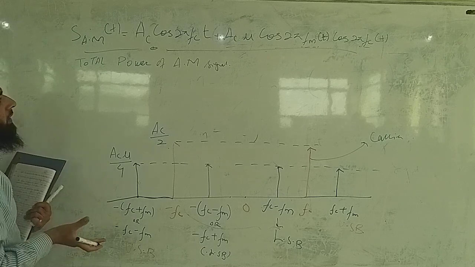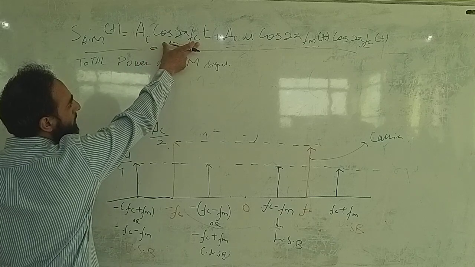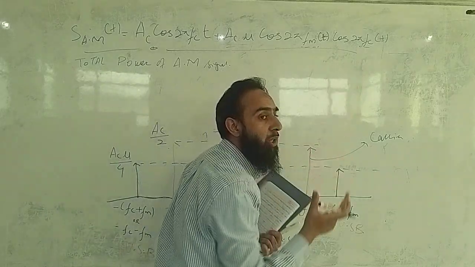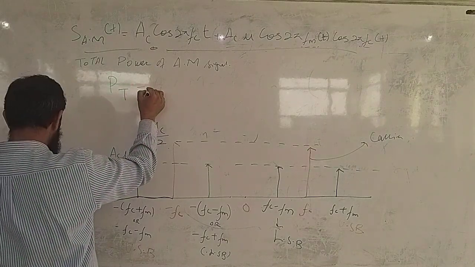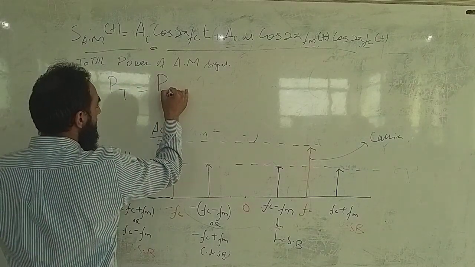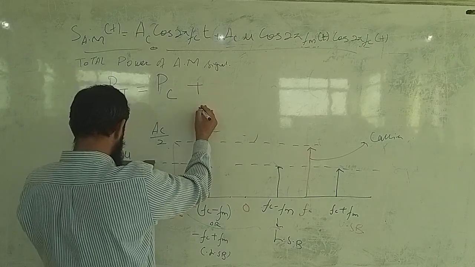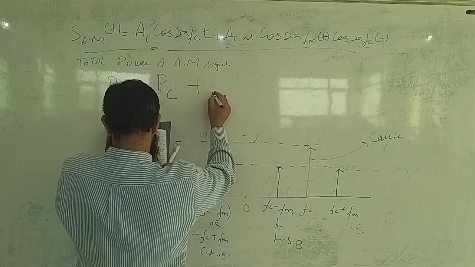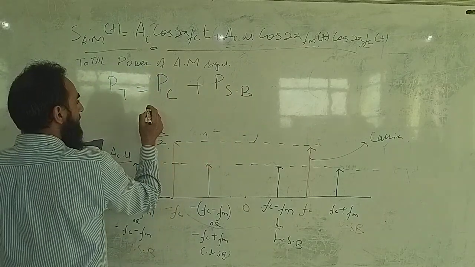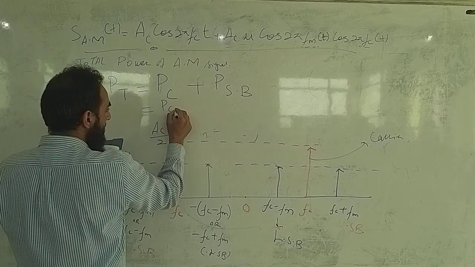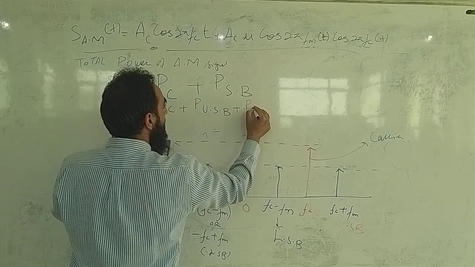In order to find the power, I know that I have how many components? Unfortunately, I just erased that. But I had the carrier component, the upper sideband, and the lower sideband. So that means total power PT will be the sum of PC, the power because of the carrier component, plus the power of the sidebands. When I expand it, it becomes PC plus P upper sideband plus P lower sideband.